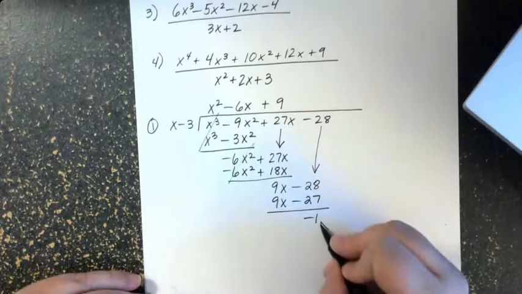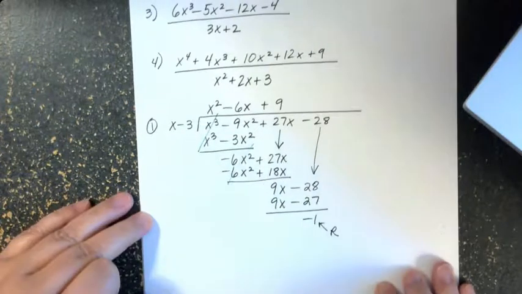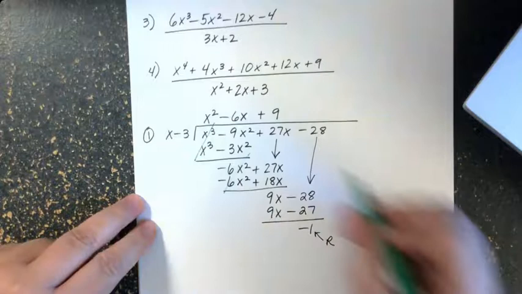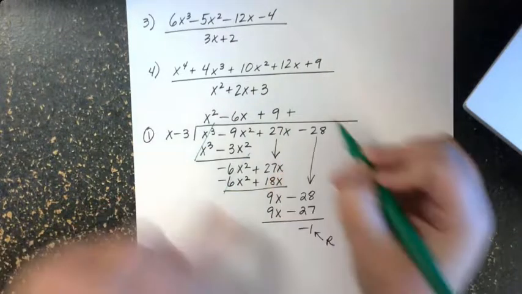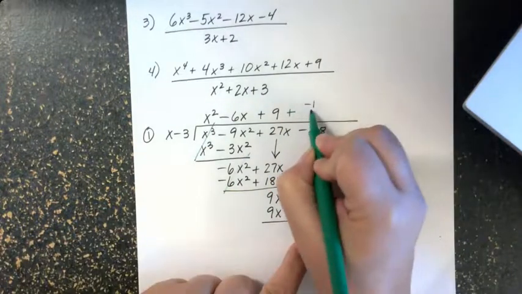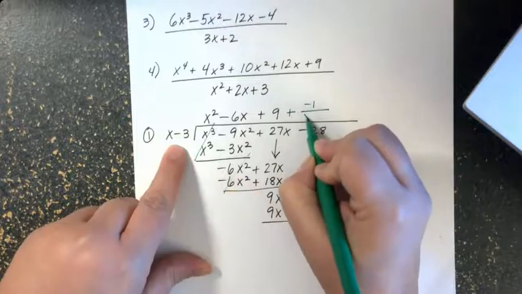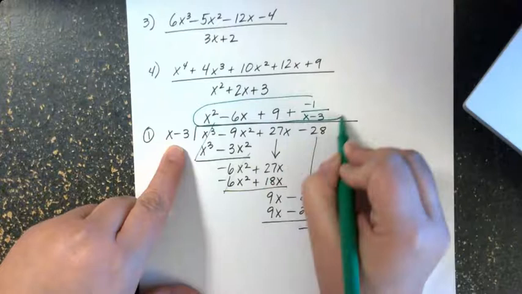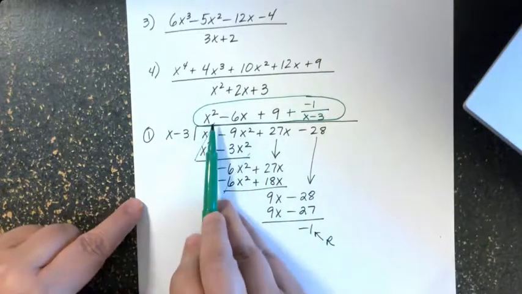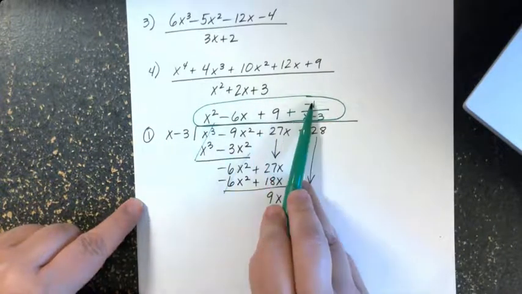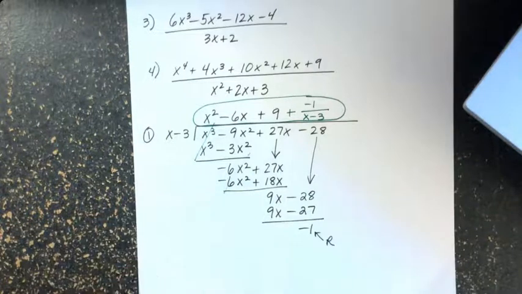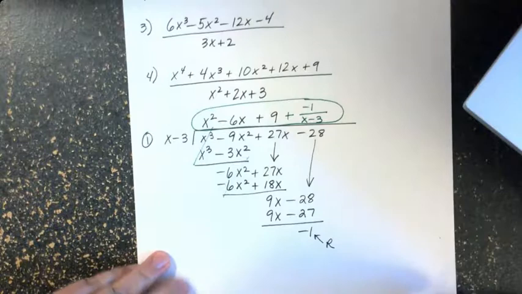That is my remainder. The way we generally write the remainder, you might have a teacher that wants you to just write remainder negative 1, that's fine. We generally write plus the remainder over the divisor. And this whole thing becomes my answer. This can be described as the quotient plus the remainder over the divisor. That was number 1. Let's go ahead and try number 2.